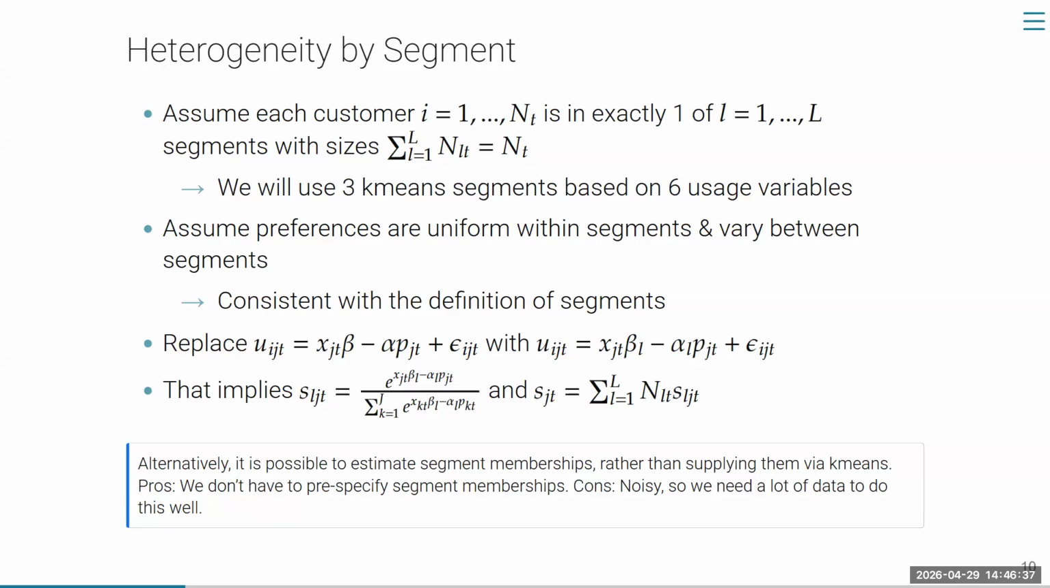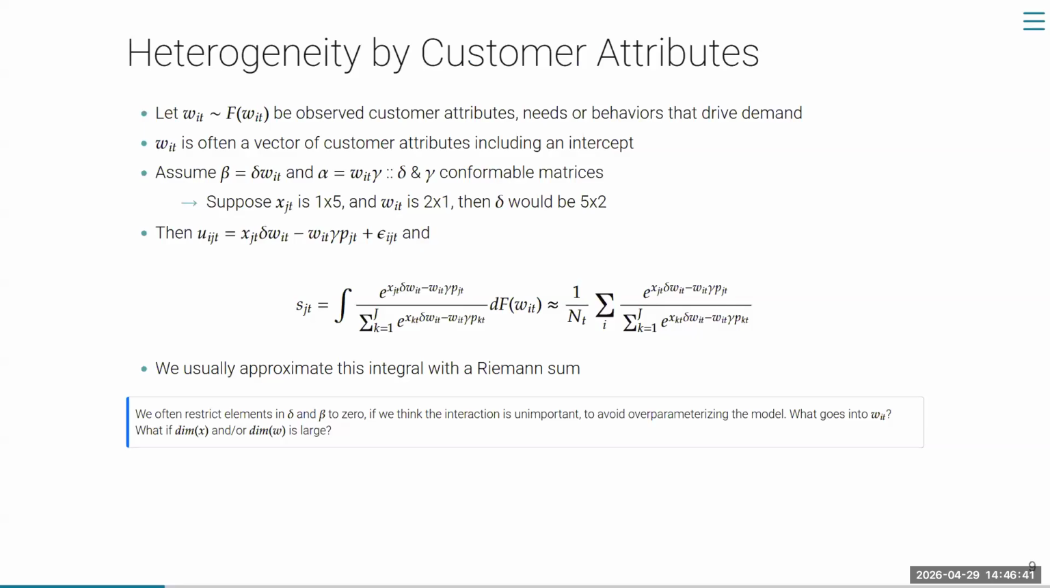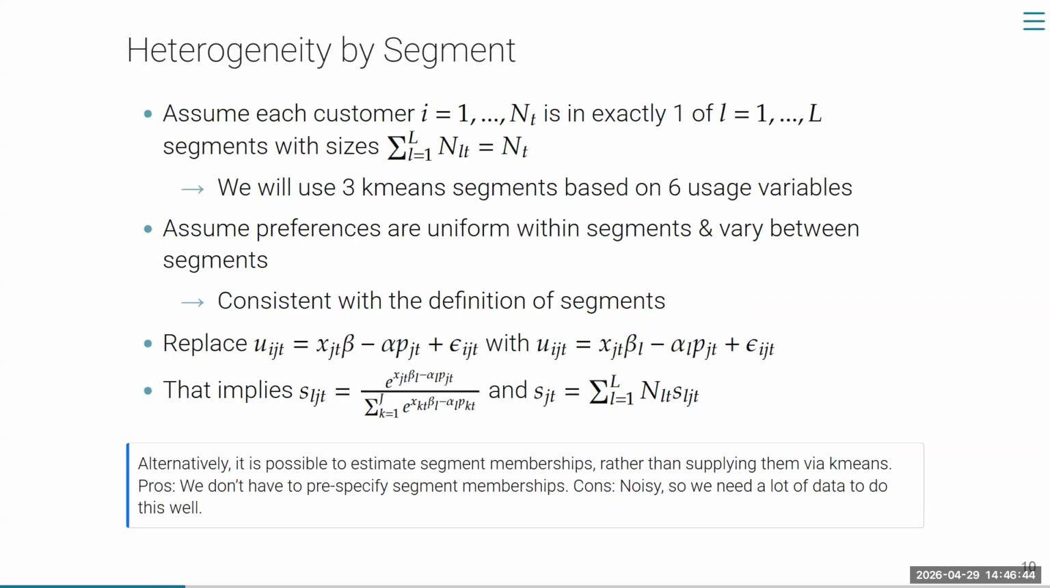So it's fundamentally different between customer attributes and segments, but they are not incompatible. We can do them at the same time. And in fact, we will do them at the same time in today's script.